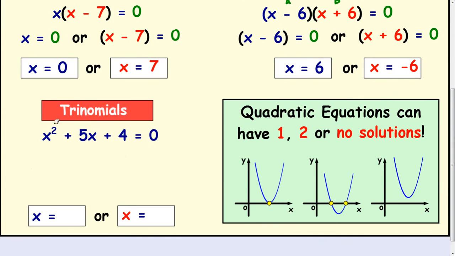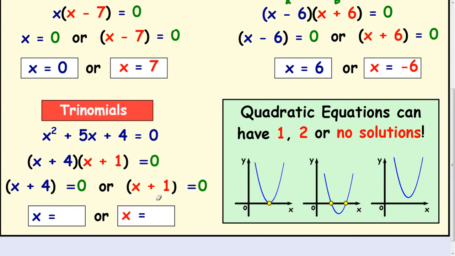And finally, the last one, a trinomial. So double brackets, 4 and 1 at the end to make the 4 when multiplied, and they will add to make the 5. So either the first bracket can equal 0, or the x plus 1 can equal 0. Okay, let's solve the first one. Well, you take away the 4 to the other side to get what x is, so that's negative 4, and take away the 1 to get negative 1. And you can check, you can sub them back in up here to see if they work, and they should work out for you.